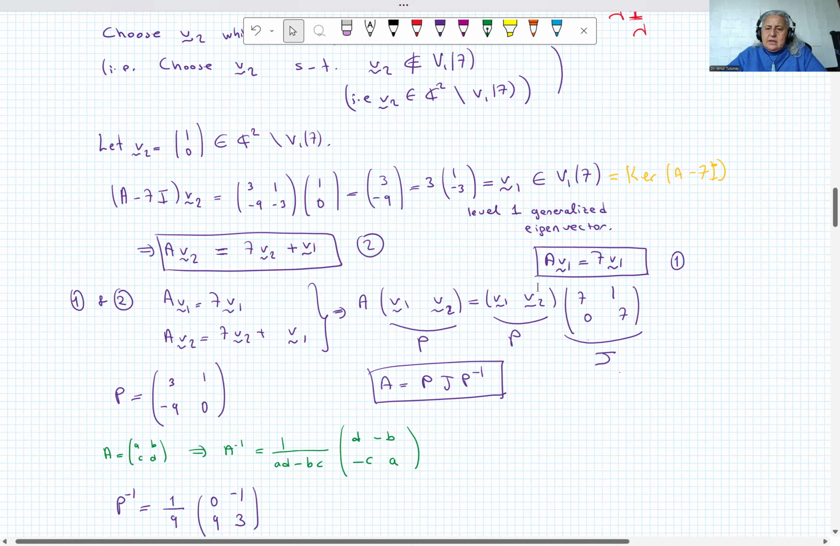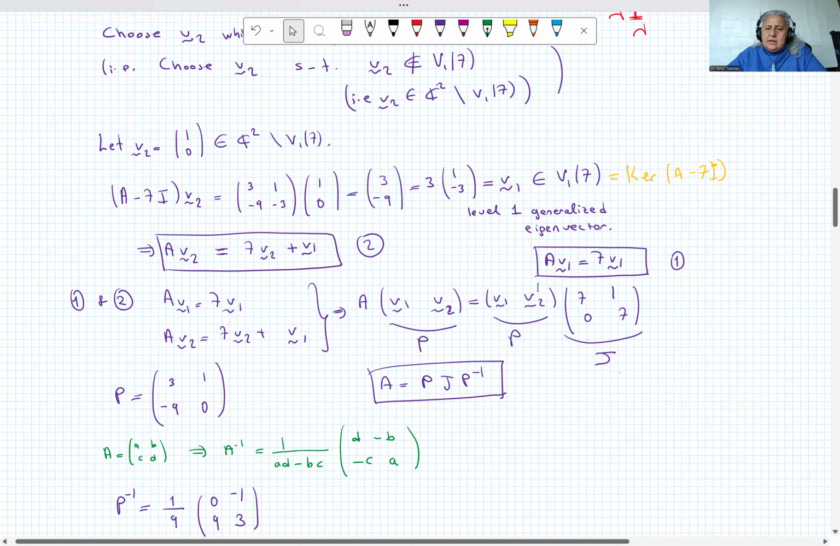Call this matrix P and call this matrix J, then we have AP equals PJ. But P is invertible because V1 and V2 are linearly independent together. If you have linearly independent column vectors, your matrix is invertible. So P is invertible because the columns are linearly independent. If it is invertible, we can multiply from this side by P inverse. Then we obtain A equals P J P inverse.